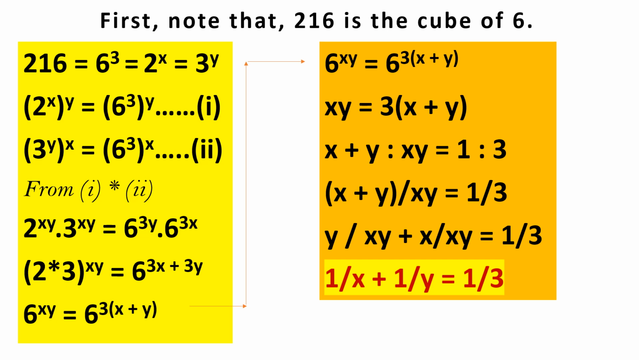Equating the powers, xy is equal to thrice of x plus y. Divide by xy, use distributive law, and write it as 1 by x plus 1 by y. We get the required value as 1 by 3.